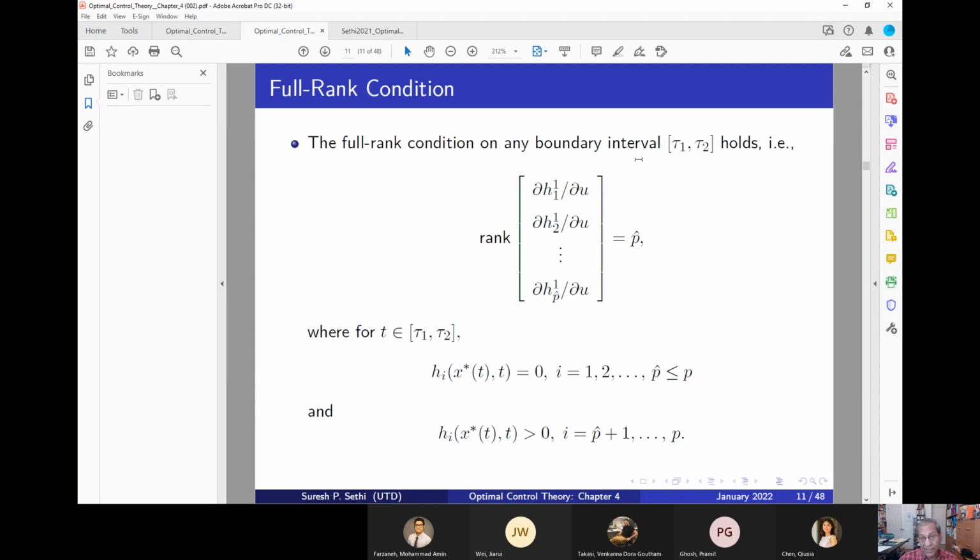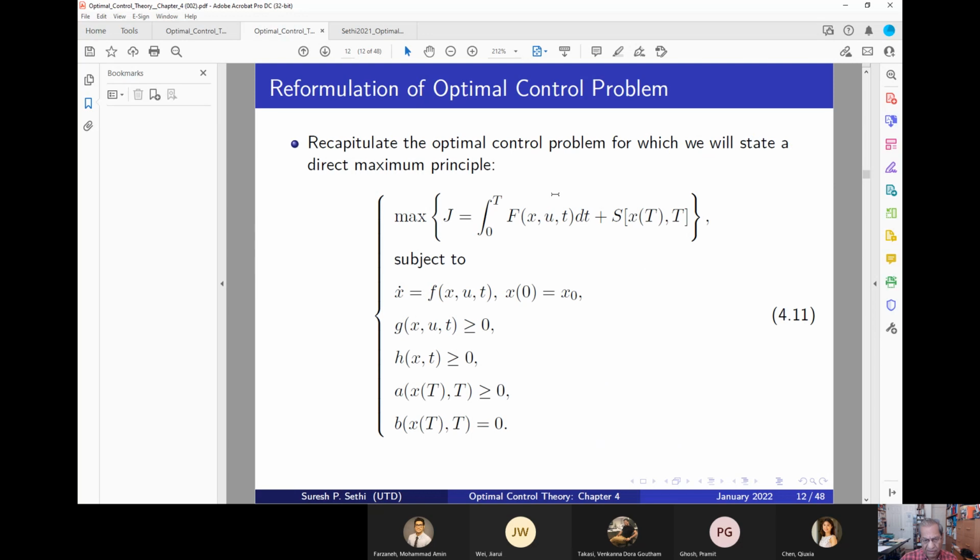Okay, full rank condition on boundary interval. Again, these rank conditions are something that we put in so that there is an existence of a solution, but I would rather not spend time right now on it. If you have questions on this, you can ask me later. So let's move on and go to the problem.